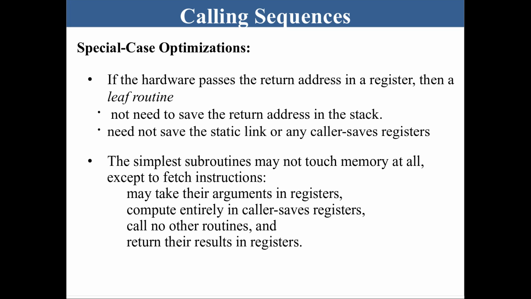And next is the special case of optimizations. Many parts of the calling sequence, prologue and epilogue can be omitted in common cases. If the hardware passes the return address in a register, then the leaf subroutine can simply leave it there. It does not need to save it in the stack. A leaf subroutine means a subroutine that makes no additional calls before returning. That subroutine is called a leaf subroutine.